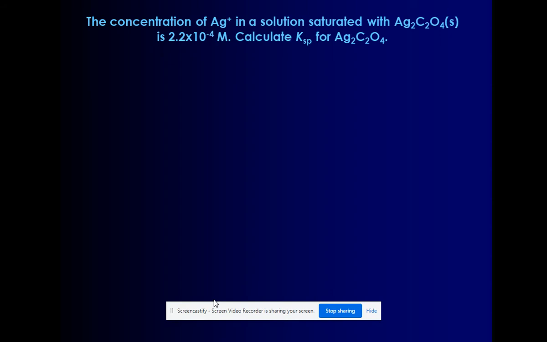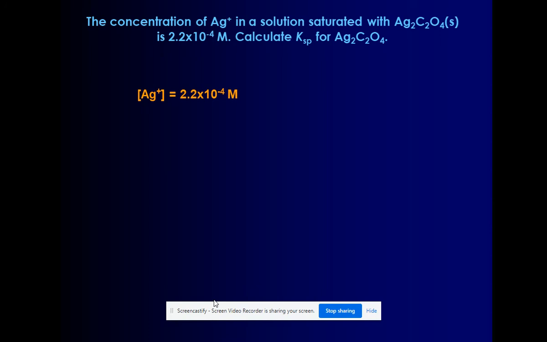So to determine the Ksp, I need to be able to write a Ksp expression. And at this point, I would encourage you to go ahead and write the equation out so you know what the equilibrium expression is coming from. Silver oxalate was split into silver and oxalate ions. There's 2 silvers that are present and 1 oxalate.